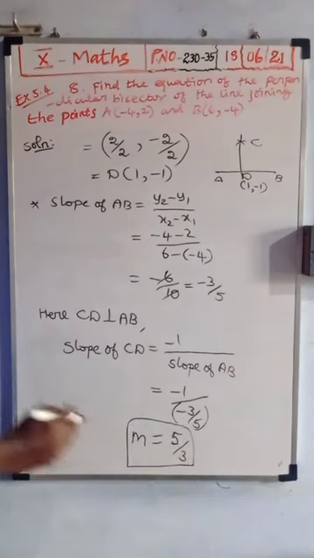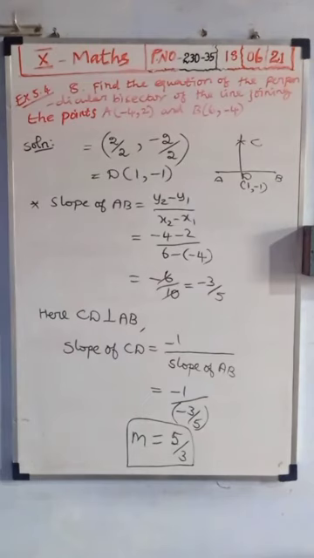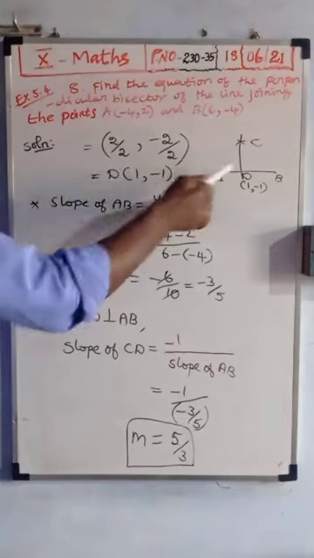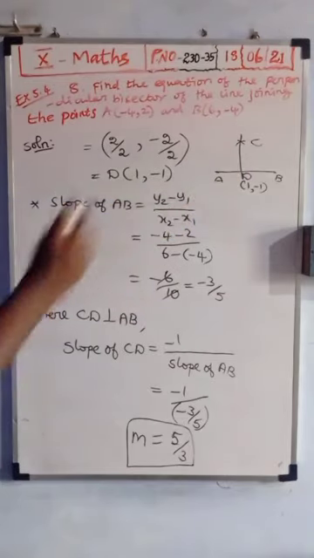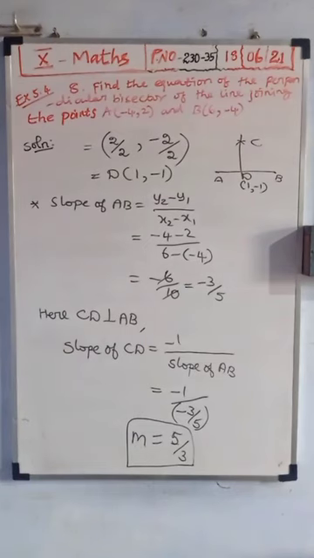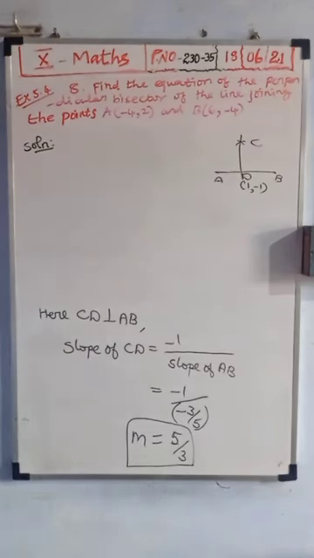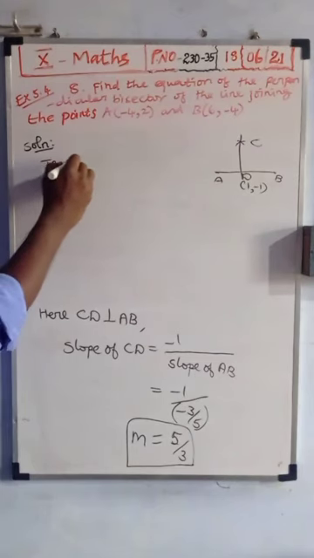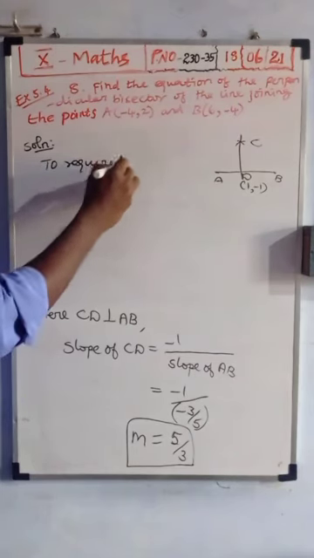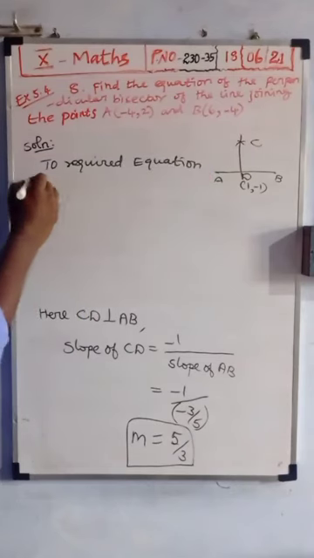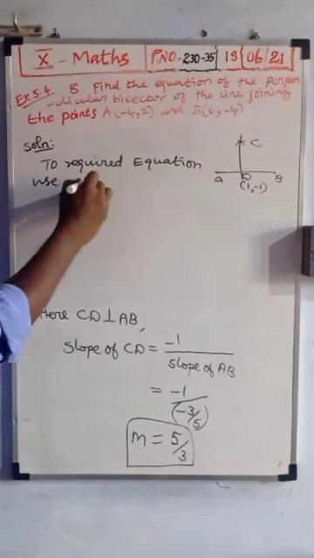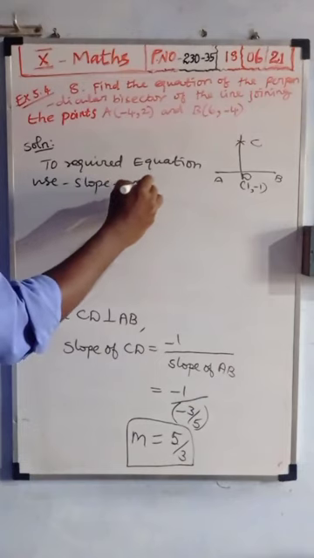Therefore, to find the perpendicular bisector, here one point is there, the D point, and the slope of CD is there. Yes, slope and one point on the line are there. So using the slope point form we will get the equation. So see, to record the equation, use the slope point form.